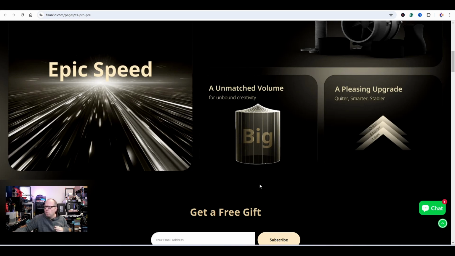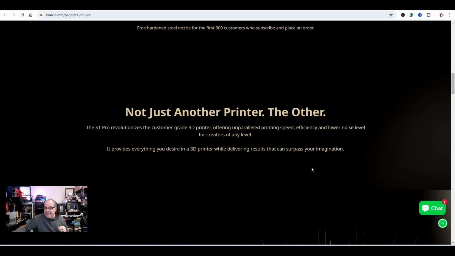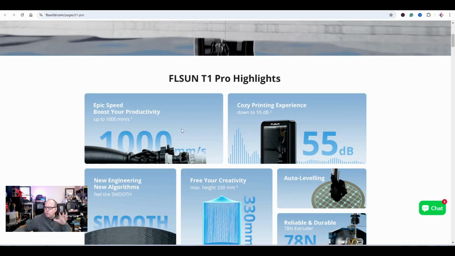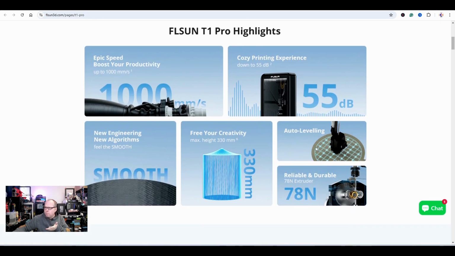Smarter, I don't know what they mean with smarter. This printer is based upon Clipper. So yes, it would be smarter. There will be more stuff added to it. So for me, it's just a guess, but it has already an auto bed leveling. Yeah, for the T1 Pro, we have auto bed leveling.